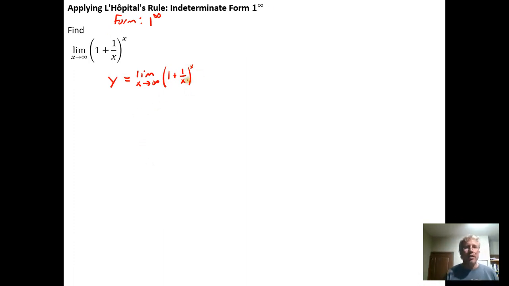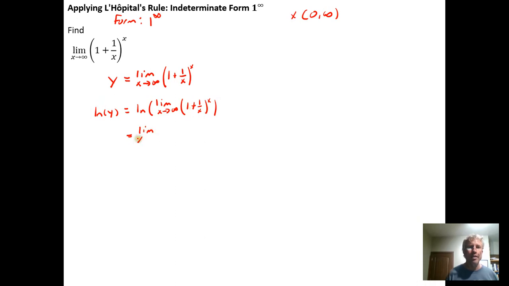And then what you do to get this thing out of here is you take the natural log of both sides. So you take the natural log of the left-hand side and you take the natural log of the right-hand side, the natural log of the limit as x goes to infinity of the function (1 plus 1 over x) to the x. And the natural log function, as long as x is on the open interval from 0 to infinity, is continuous. So it's okay to move the limit notation out in front of the function.